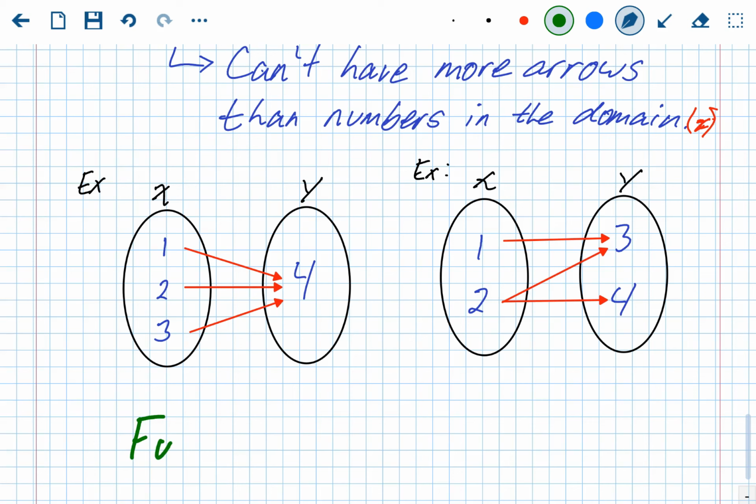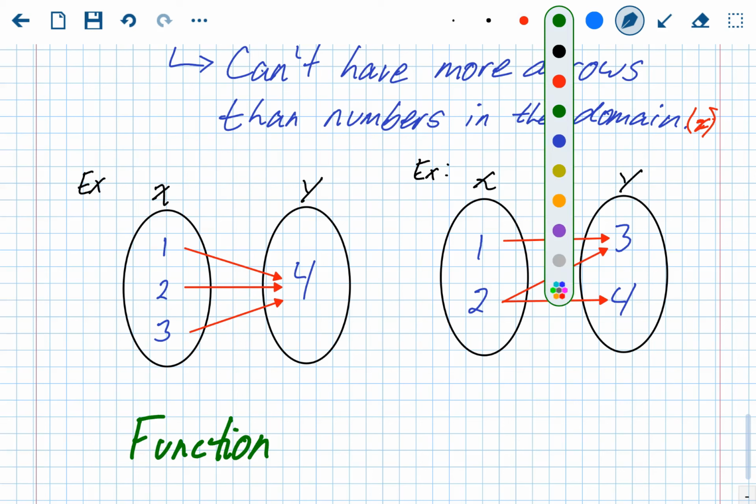Each number in the X circle only has one arrow coming out of it. There's 3 numbers in the X circle, there's 3 arrows. So that is a function. Okay, which makes this one not a function.